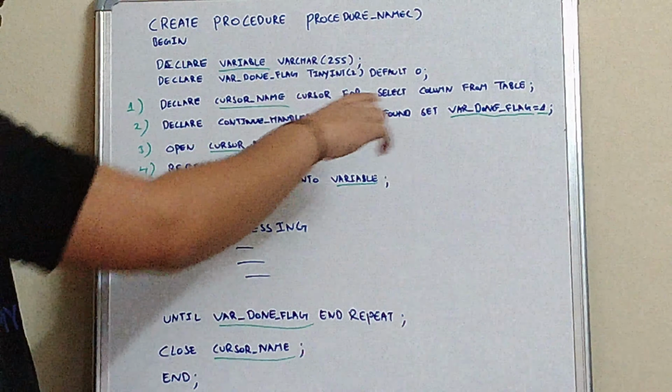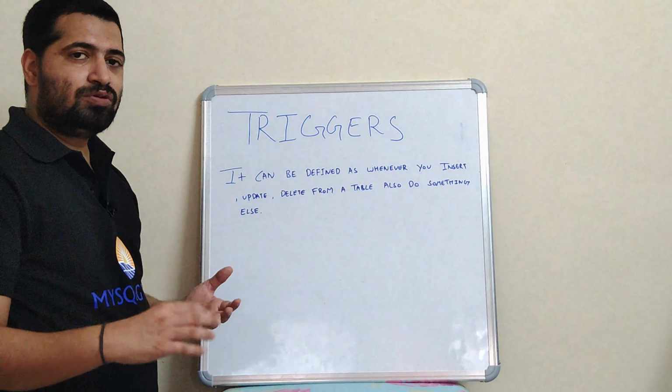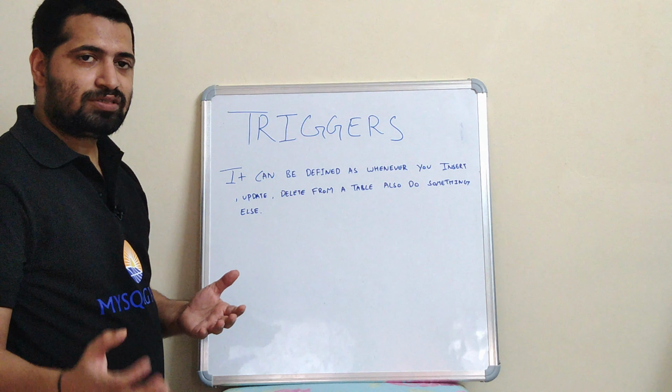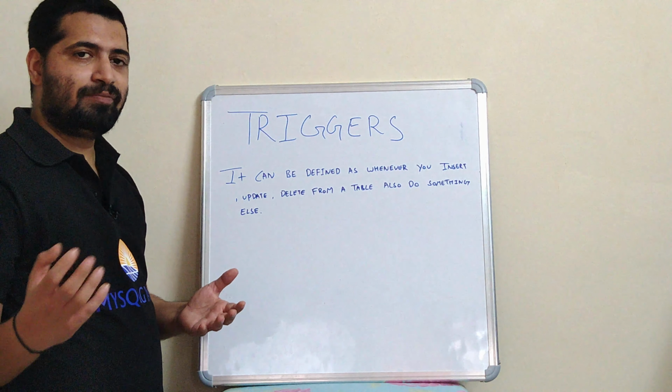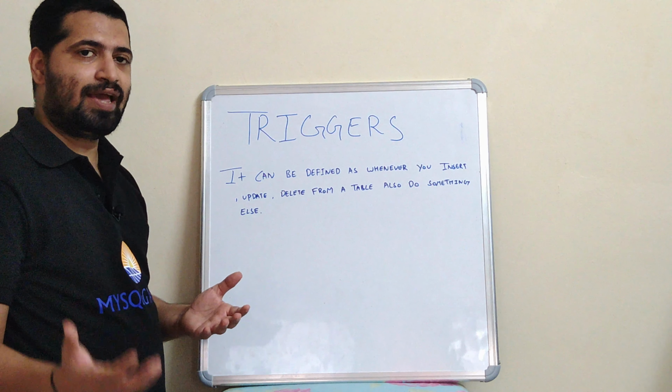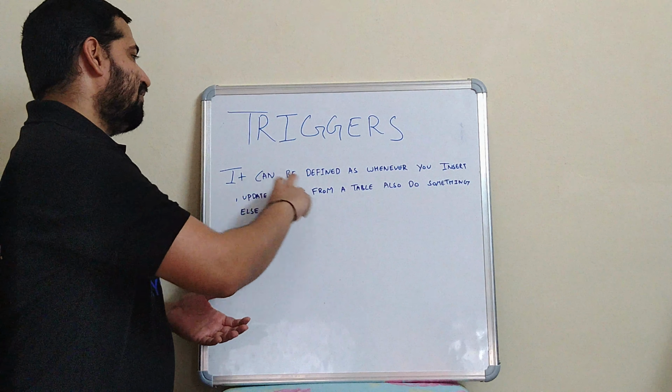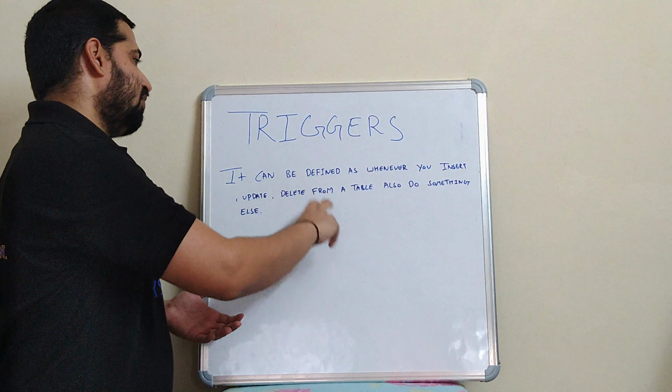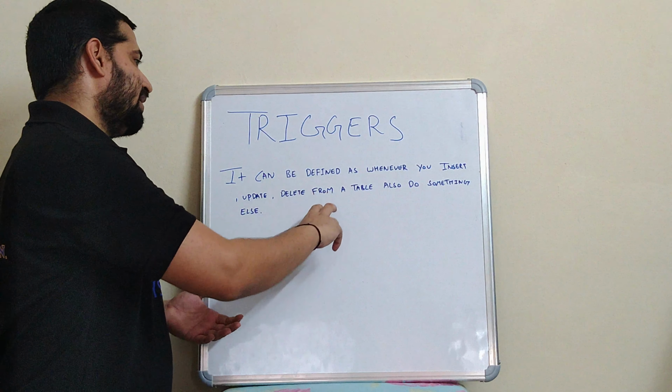Okay, our next topic will be triggers. Triggers are a very interesting topic. What do you mean by triggers? Basically, whenever you do an insert, update or delete in a table, it also does something else. Whenever you insert, update or delete in a table, it will do some other activity. It will also insert, update or delete in either a backup table or a log table or something like that. So basically it can be defined as: whenever you insert, update or delete from a table, also do something else.